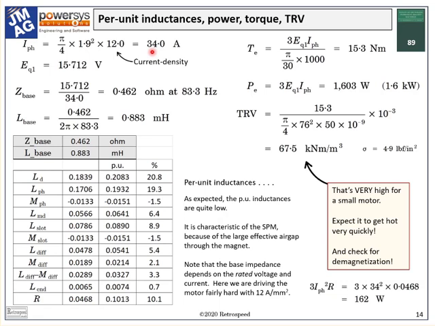and if we multiply this by the generated EMF and the number of phases and divide by the angular velocity at 1000 RPM, we get the electromagnetic torque, which is 15.3 Newton meters. The power is 1.6 kilowatts, and the torque per unit rotor volume comes out to be 67.5 kilonewton meters per cubic meter, or newton meters per liter.